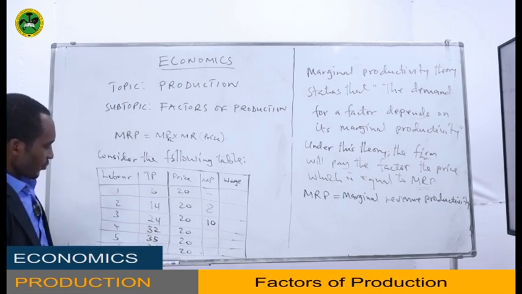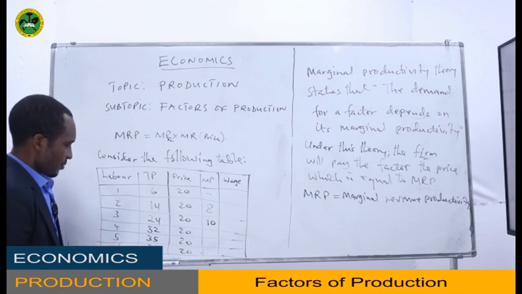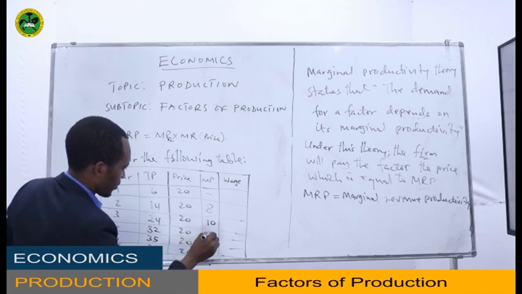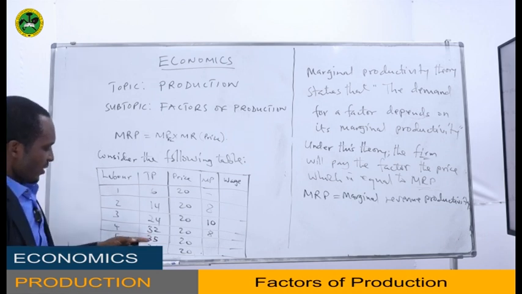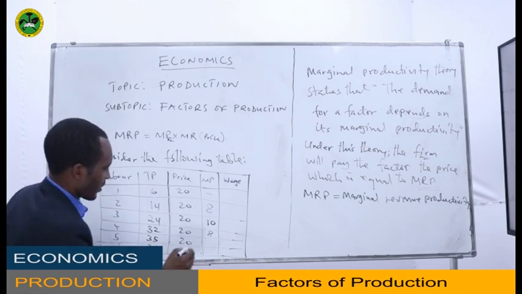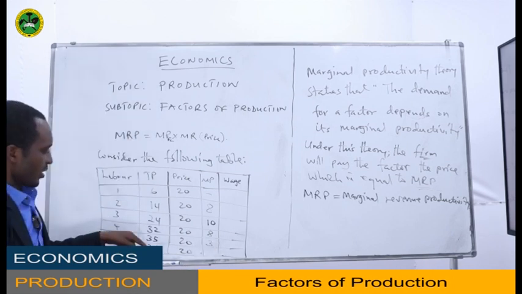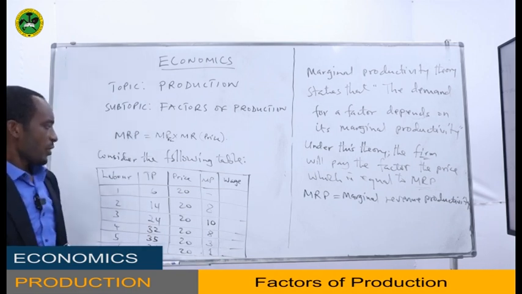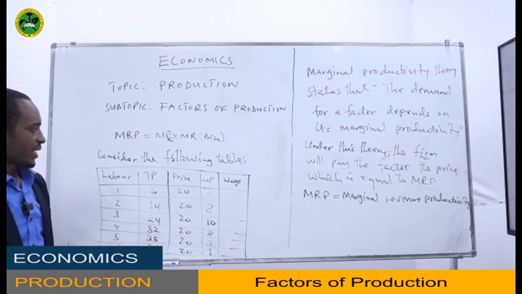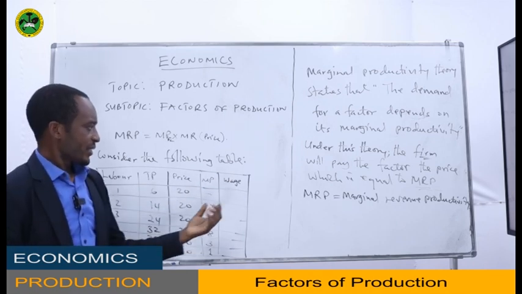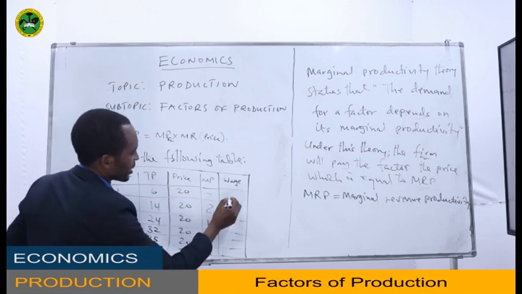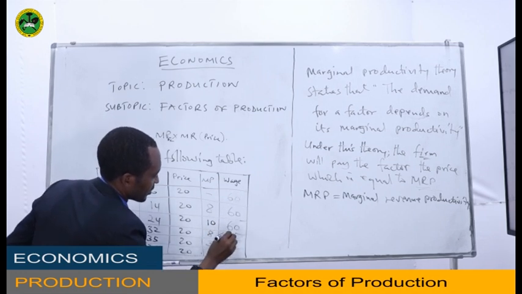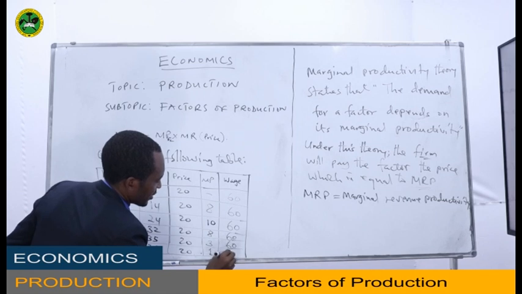And here, when we find the difference, it will be 8. And here the difference will be 3. And here the difference will be 1. So these are the marginal products. And the wage of the labor, let's assume, is constant, let's say it is 60. So here is 60, 60, 60, 60, 60.